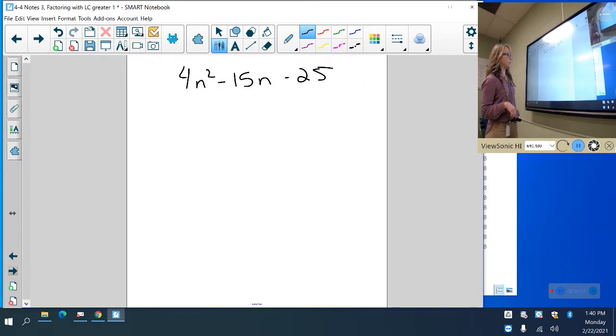All right, let's try another one. So I'm going to check for a greatest common factor, and I'm also going to check for a negative. Any negatives? 4, 15, and negative 25. No, no greatest common factor.